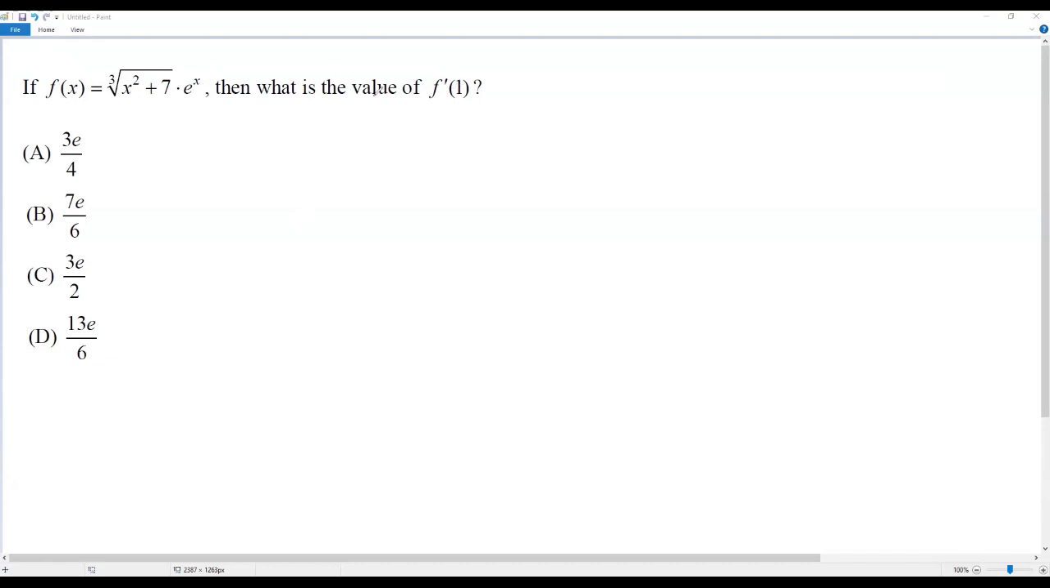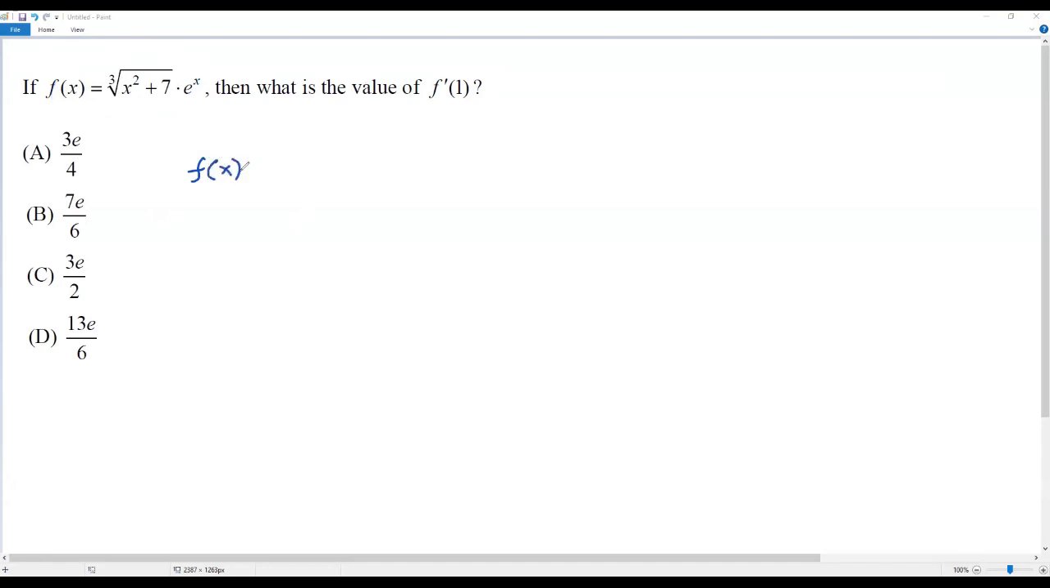So we have to find the first derivative of the function f(x). That is, we have to find f prime of x, and then plug in x equals 1 to get the value of f prime of 1. Okay, our first work is to find the derivative, the first derivative of this given function.